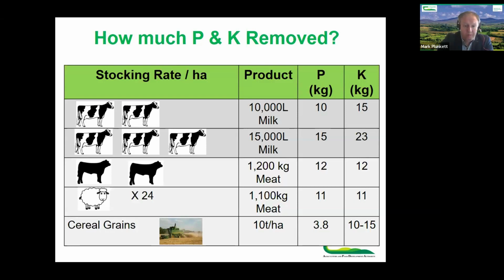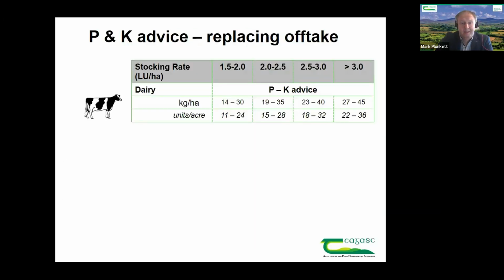If you take, say, 2 finished animals, 1,200 kilos of meat, about 12 kilos of P and 12 kilos of K leaving at sale time, in the mart or in the factory, whatever the process may be. The same for sheep, similar, 11 and 11. And cereals there, if you take a 10-ton crop of winter wheat, you're taking out about 38 kilos of P and approximately 100 kilos of K. So that's offtake. So that's what we must put back to stand still.